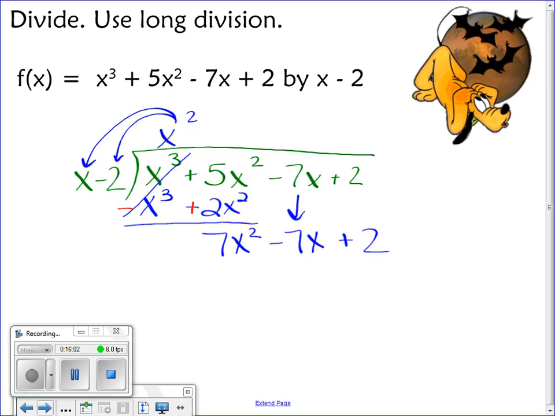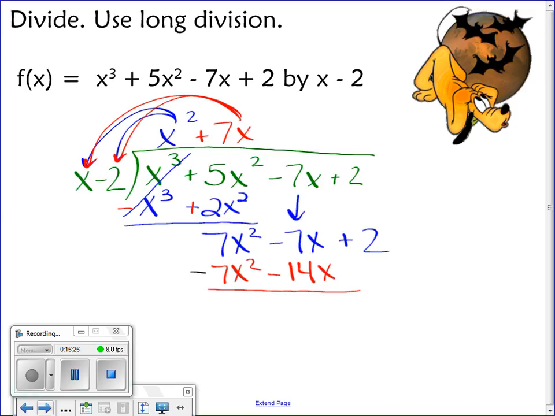Start over. What do you multiply x by to get 7x squared? 7x, positive 7x. So I'm going to multiply 7x times x, 7x squared. 7x times negative 2, negative 14x. Then what? What's my next step? Change your signs. So 7x squared minus 7x squared. Negative 7x plus 14x. Bring down the plus 2.